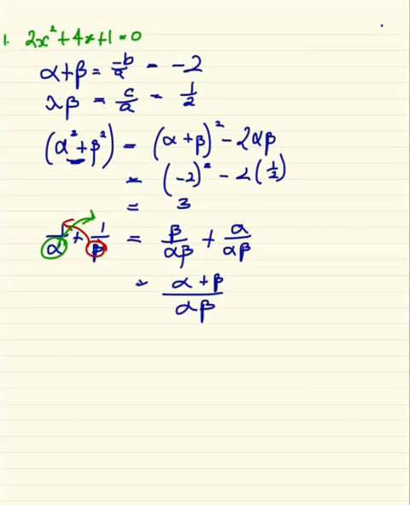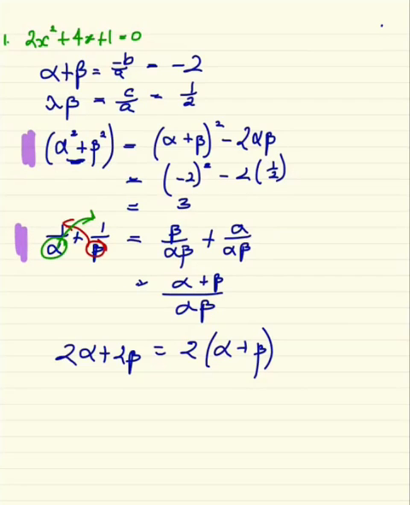Here's just one more example, 2 alpha plus 2 beta. Okay, well that's nice and easy. We just take 2 outside of alpha plus beta, and away we go. So there's a couple of examples of using alpha plus beta and a variety of ways in which we can, well, I suppose, use it in different formats. There's a couple of examples there.